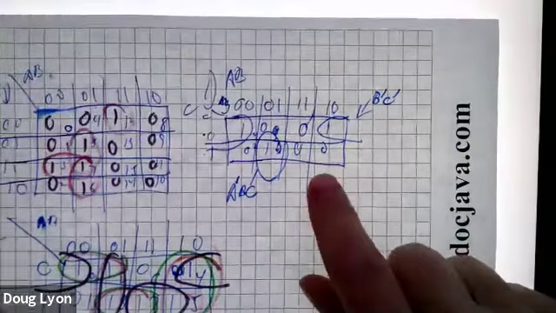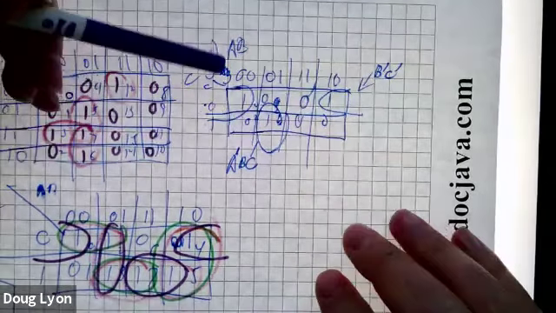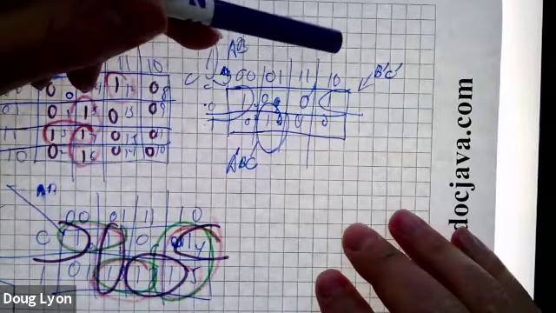Let's try another example. Let's do a 3-variable kmap. Here's one already made up, ready to roll. So here's a 3-variable kmap. That's a good one. Now let's take a look at how this is numbered.